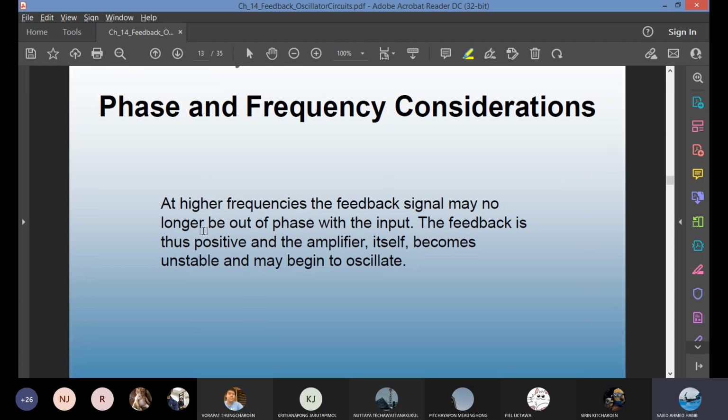Also, we have studied what happens if you have too high of a frequency: the feedback signal may no longer be out of phase with the input. If the feedback signal is in the same phase as the input, they keep accumulating. Then you have positive feedback, and the amplifier becomes unstable and may begin to oscillate. However, we can exploit this positive feedback and make it an oscillator as long as we can control it. You want a controlled oscillation. Oscillation is not bad if you have a good use for it.